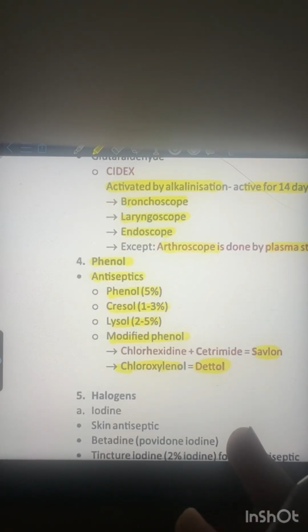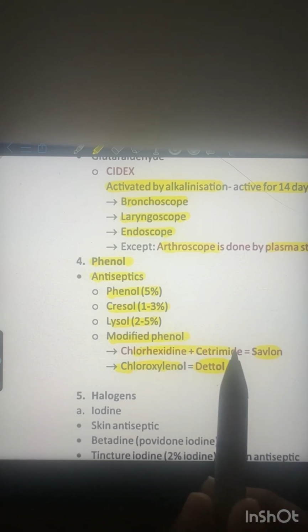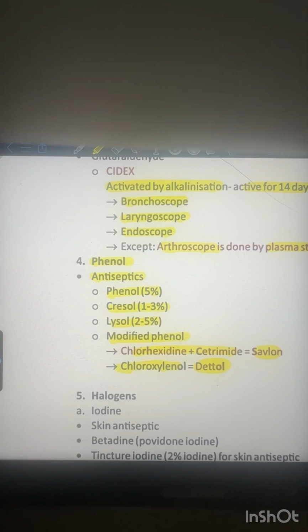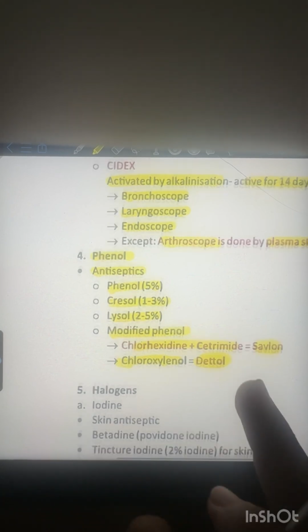Whereas Savlon. Savlon sounds like the "Sir" stuff will come. So there's going to be cetrimide, number 1, and S also looks like a 6, so something to do with the number 6: hexidine. Chlorhexidine is going to come. So cetrimide and chlorhexidine is going to be Savlon, and chlorxylenol is going to be Dettol. So these are all the phenols that you have.